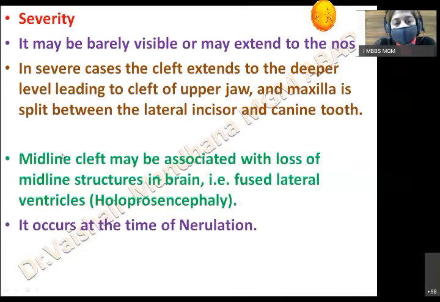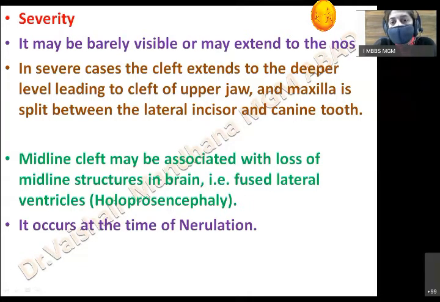If it is a midline cleft, it may be associated with the loss of midline structures in the brain. This will occur at the time of neurulation, when the brain is being formed. If the cleft lip is there, it will affect the midline structures of the brain also. One of the examples is fused lateral ventricles.